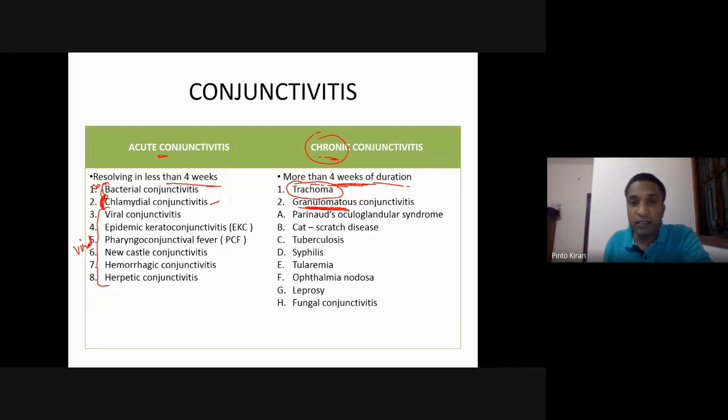Just like anywhere else in the body, you have a granulomatous reaction. Similarly, it will take a very long time. So you can remember tuberculosis, syphilis, or leprosy. Okay, if you remember these things, it's very easy to recollect.